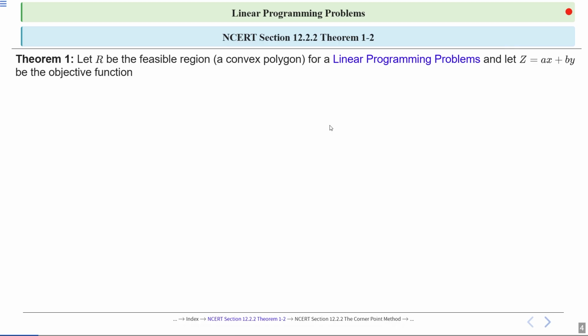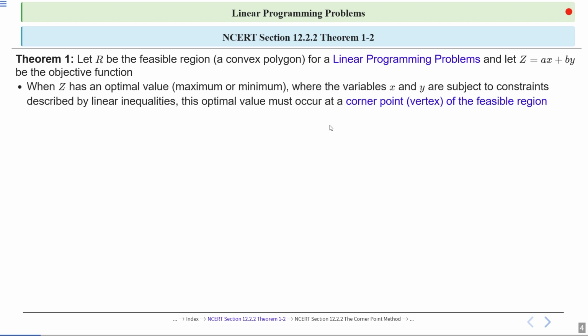Theorem 1. Let R be the feasible region, and feasible region means a convex polygon for a linear programming problem, and let Z equals ax plus by be the objective function. Then the optimal Z, the maximum or minimum, occurs at a corner point of the feasible region defined by linear inequalities. This is due to the linearity of the objective function and constraints.